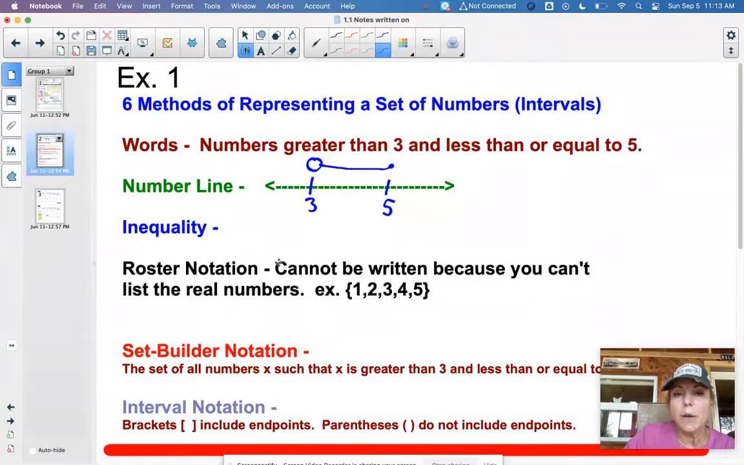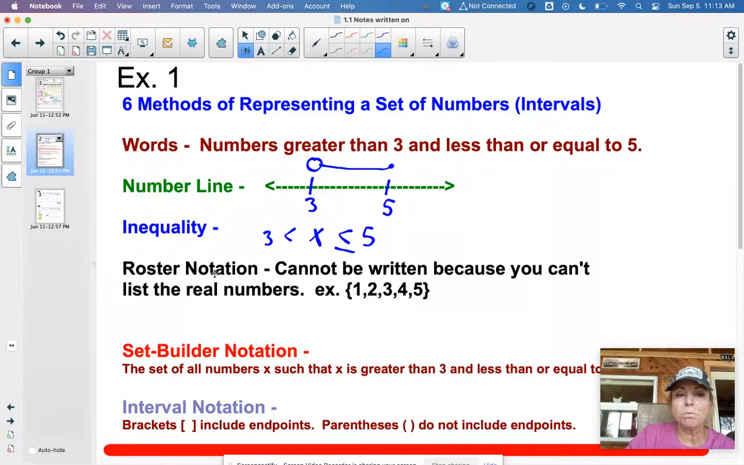Inequality, it's a sandwich situation, so we know the x is in the middle. We have a 3, we have a 5. I already told you that the alligator's mouth has to open to the right. Open circle on 3, so there's no line underneath. Closed circle on 5, so there's a line underneath.